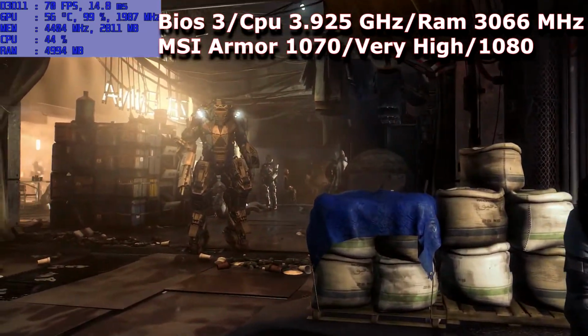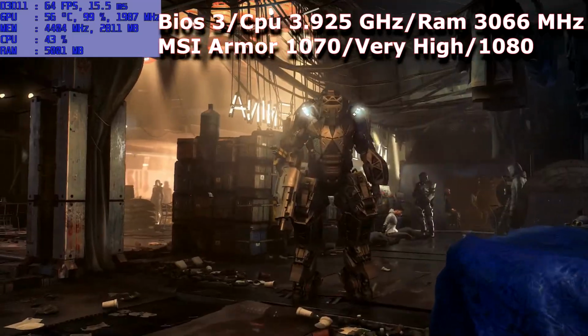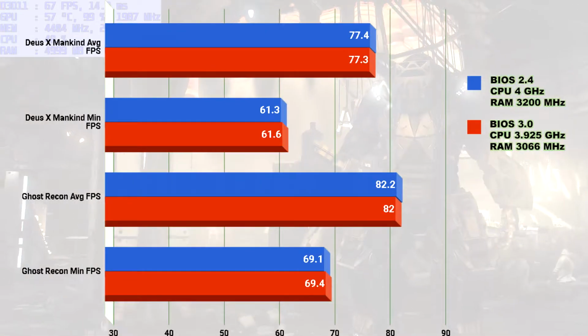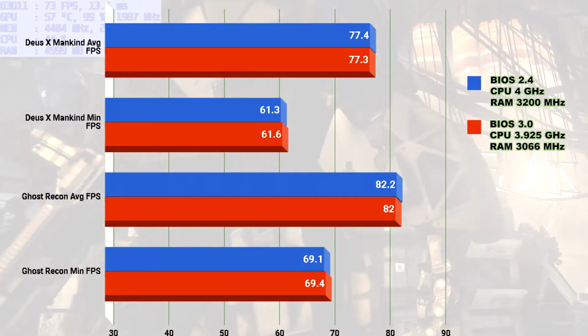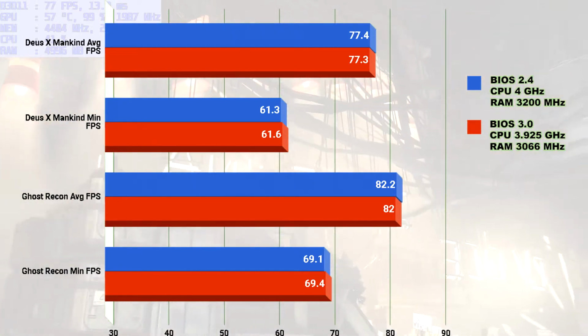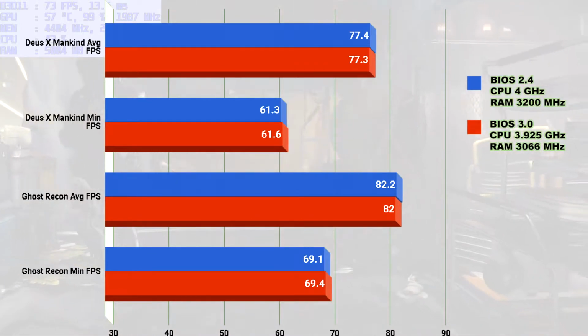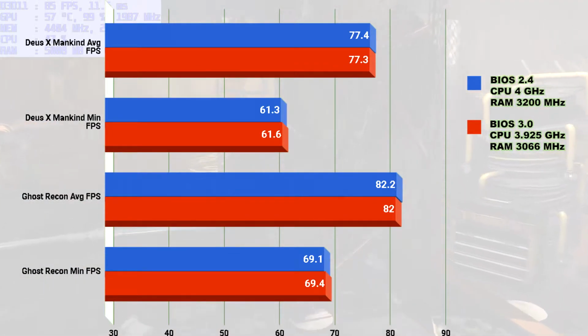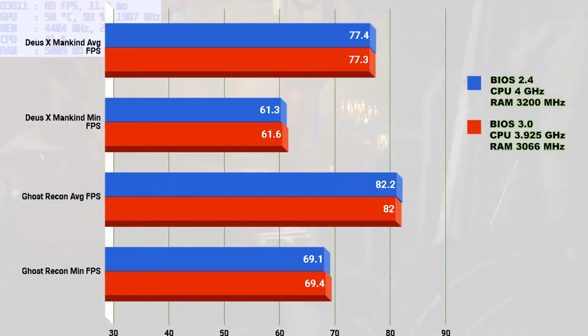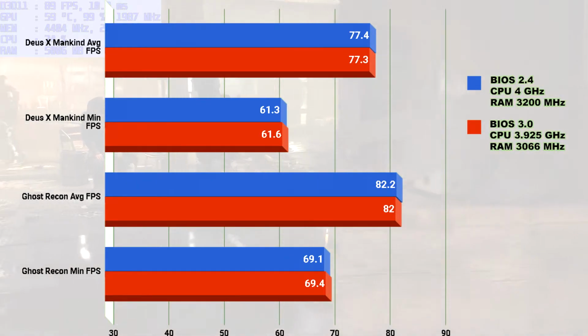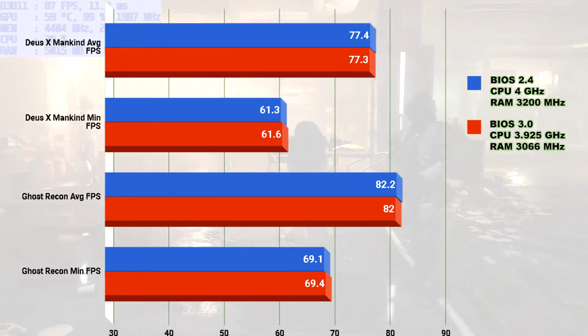Conclusion time, so I'm going to put up this chart that sums it all up. As you can see, there is no difference between using the settings in BIOS 2.4 versus BIOS version 3.0. I'm guessing it's because BIOS 3.0 actually tightened up some of the RAM timings and it's giving better performance at slower RAM speeds. I wish it would load up at 3200 MHz, but we're getting there, I think. It's definitely an improvement over BIOS revision 2.5.